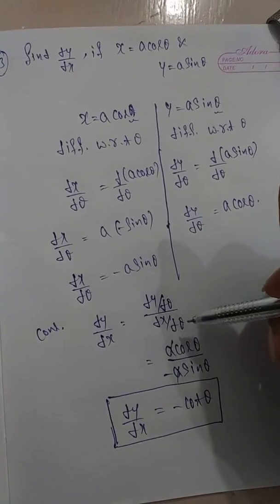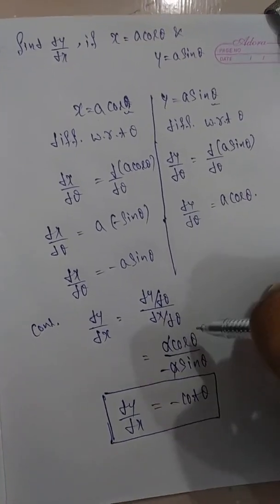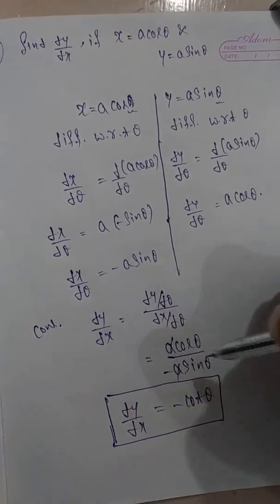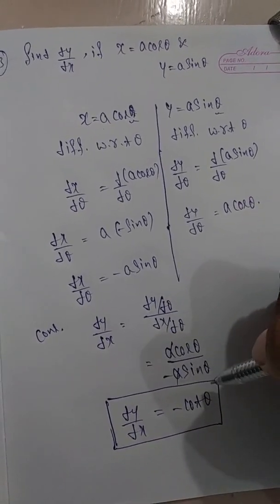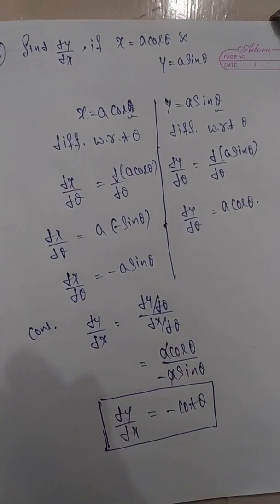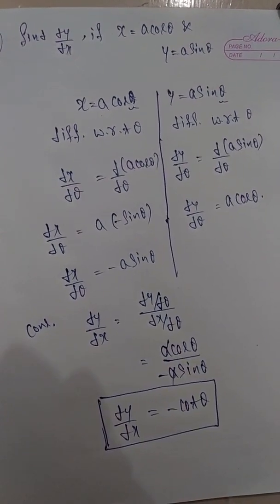Consider dy/dx. So dy/dθ by dx/dθ. dy/dθ is a cos θ. dx/dθ is minus a sin θ. a cancels. Cos θ by sin θ is cot θ. So very easy problem. So take a screenshot and copy to the notes.